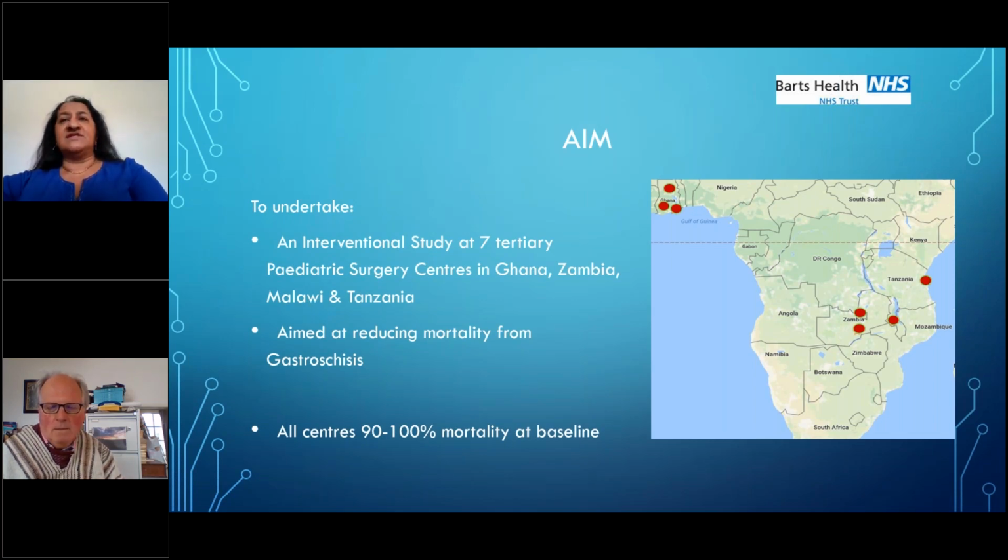So the aims of our study were to undertake an intervention at 7 tertiary centres, 3 in Ghana, 2 in Zambia, Malawi and Tanzania. And the aim was simply to reduce mortality from gastroschisis.